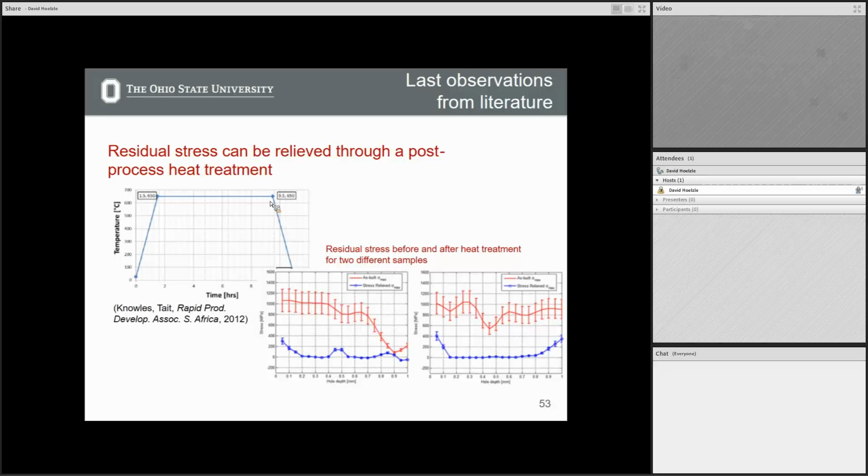So this would be a type of profile that you'd have, and then here is residual stress in the part in the as-built case, and then the stress relief case. You can see a huge decrease in the amount of stress in the part when you do this post-process anneal. This is on the order of 1,000 megapascal decrease in residual stress.